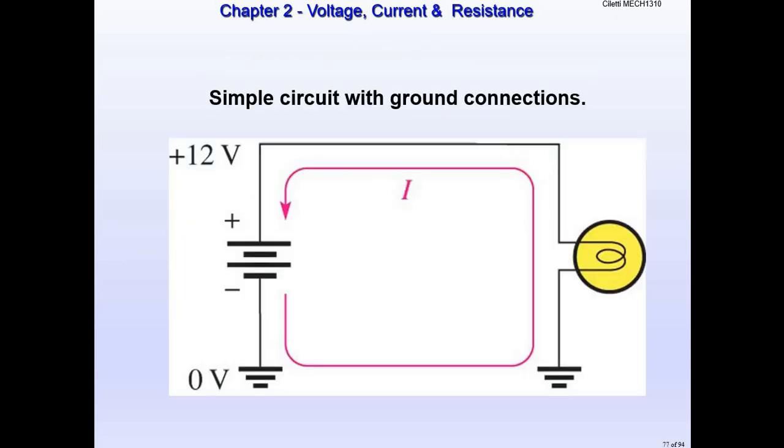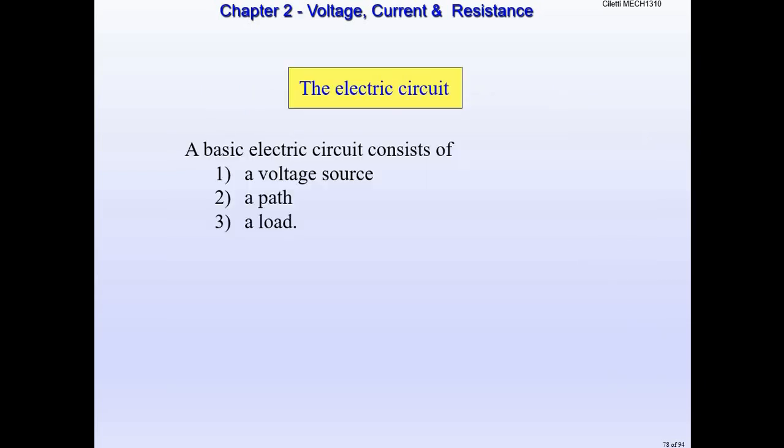Basic circuit with ground connectors. Now, we don't always draw it this way. This is kind of how the author does. I don't ever draw it with 2 grounds. I just complete the path and put like 1 ground over on the left. All right, but simple circuit with ground connectors. That's what it's going to look like.